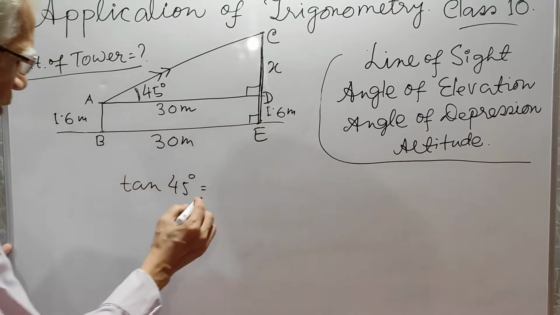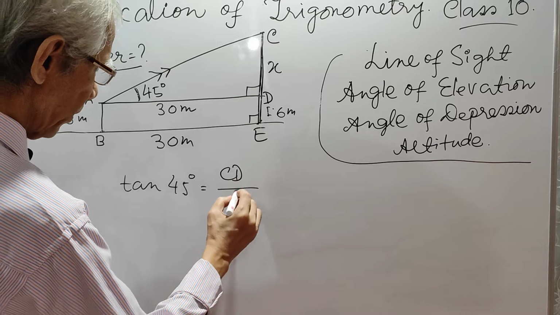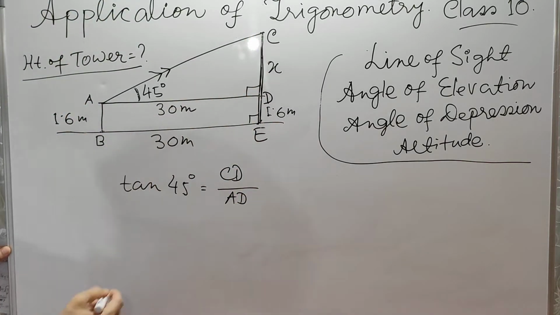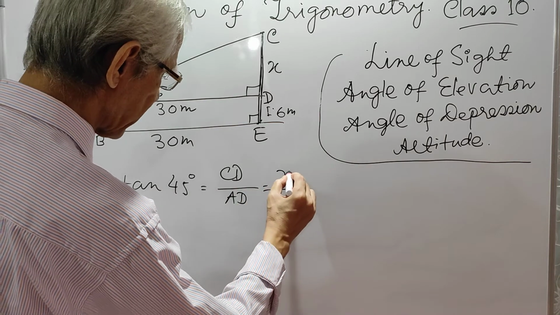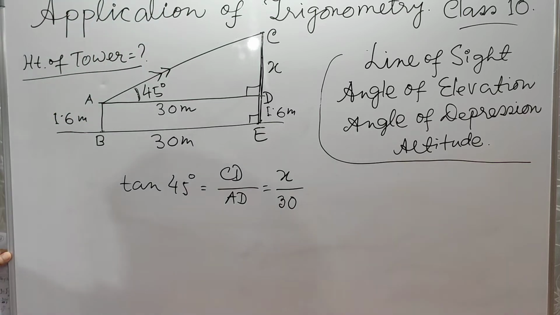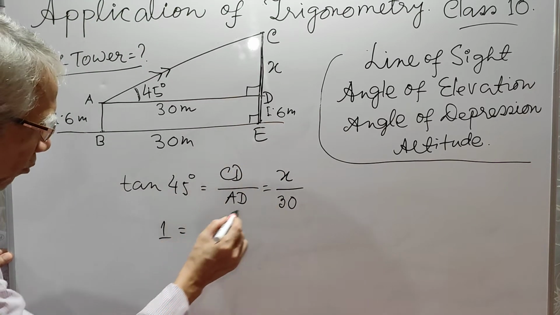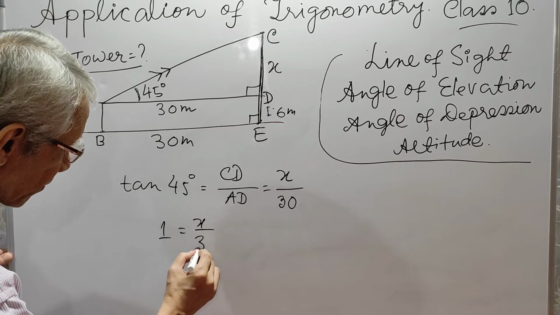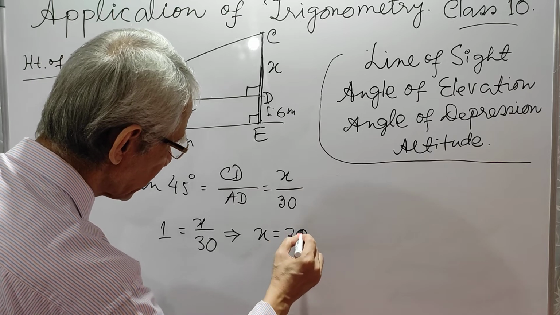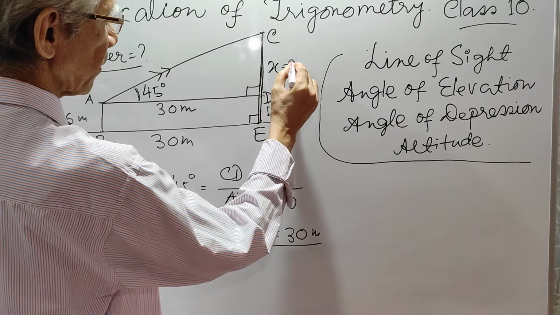Now tan 45 is what? Tan is CD by AD, opposite by adjacent. CD by AD. Now CD by AD means X, CD is X and AD is 30. All right. So tan 45 is X by 30. Now tan 45 is 1. So 1 equal to X by 30. So from here what you get? X equal to 30. X equal to 30 meter. So you see, this X is how much? 30 meter.